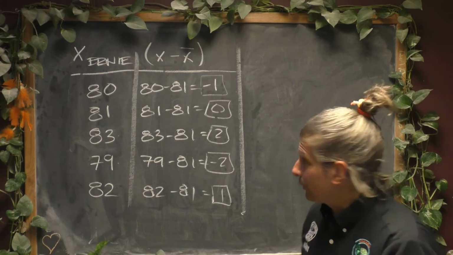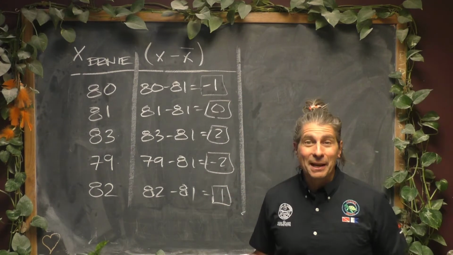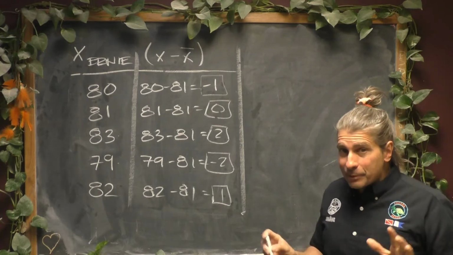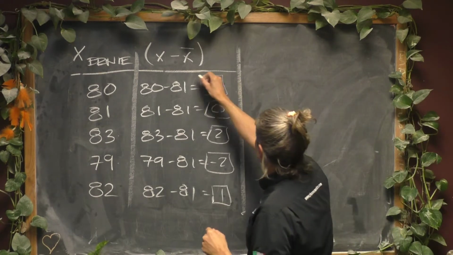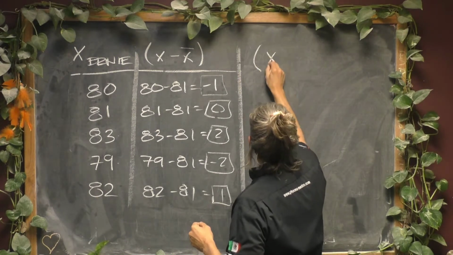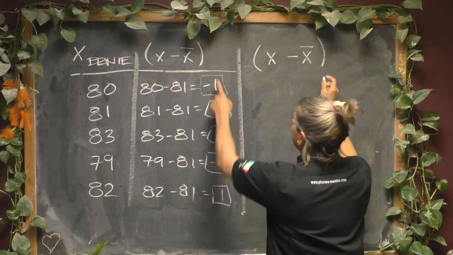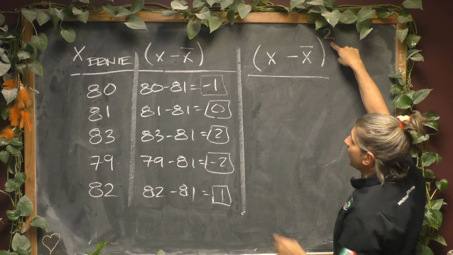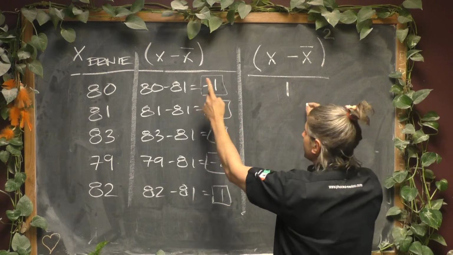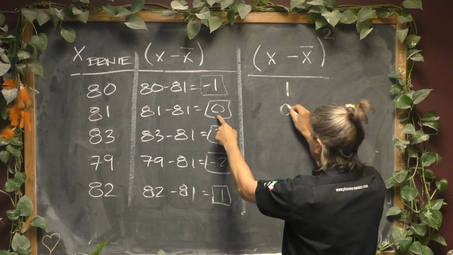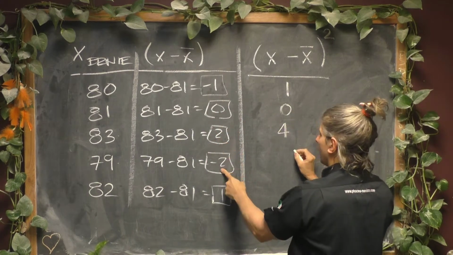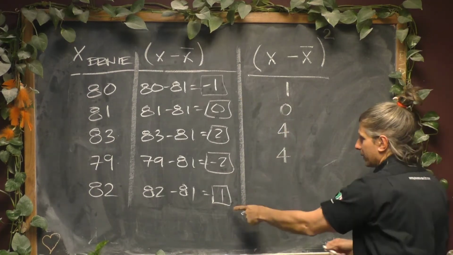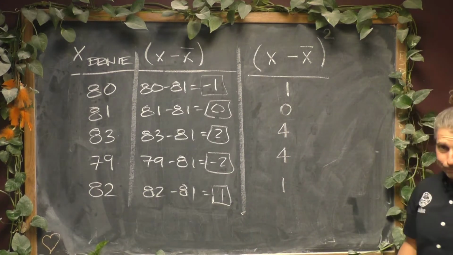Absolute values are pretty simple. You just look at these numbers and drop the negative signs, basically. What standard deviation does, it doesn't use the absolute value. What it does is it takes these numbers and squares them. So you take the numbers you got in this column and then square them. So -1 becomes 1, because that times itself is 1. 0 stays 0. 2 becomes 4. -2 becomes 4, because negative times a negative is a positive, just like up here. And then 1 becomes 1.